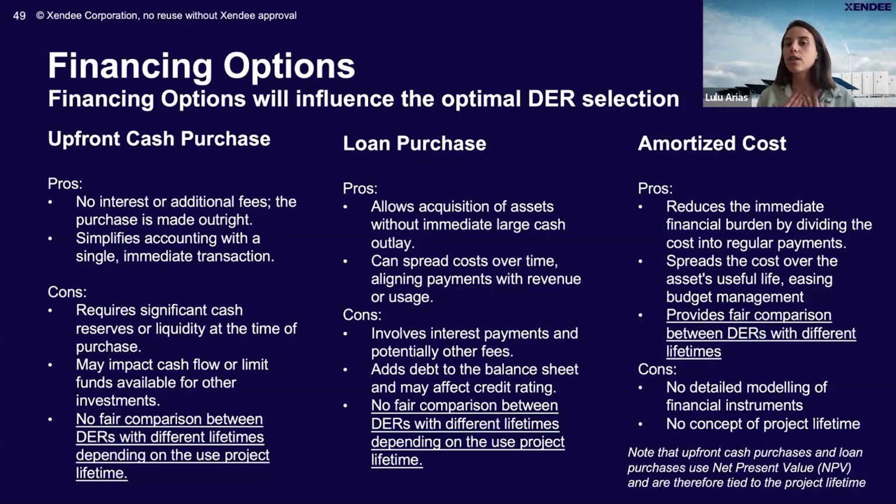Finally, we have amortized cost, which reduces that immediate financial burden, and it allows you to spread costs over the asset's useful life. Doing this, it provides a fair comparison between DRs with different lifetimes. Cons here: it doesn't offer detailed modeling of financial instruments, and there's no concept of project lifetime because you're focusing more on the asset's lifetime. So that's about financing options.